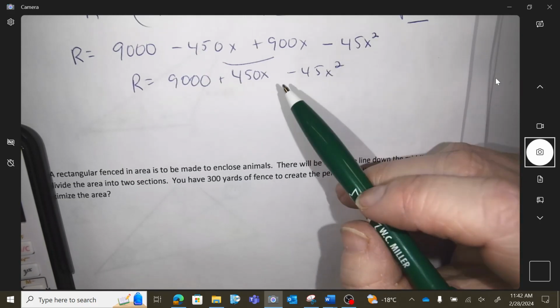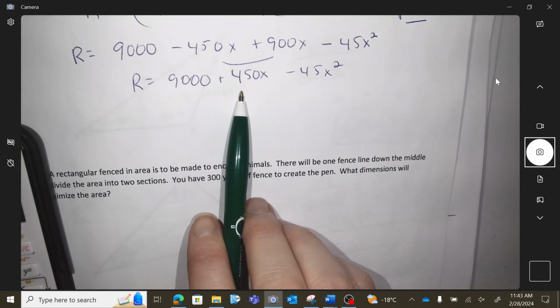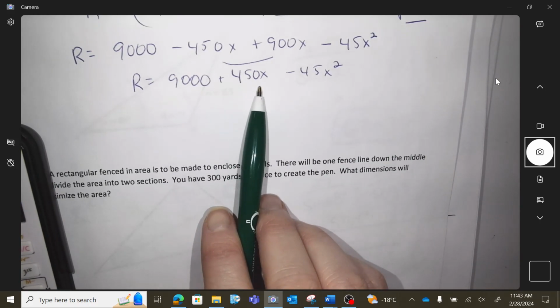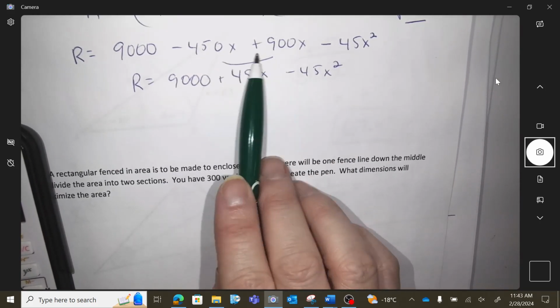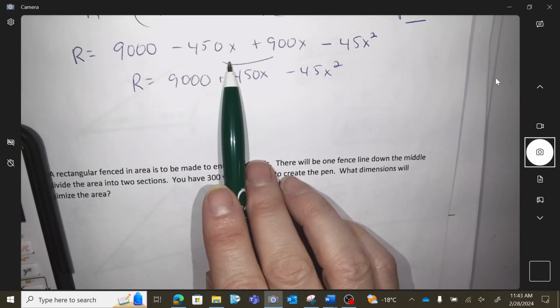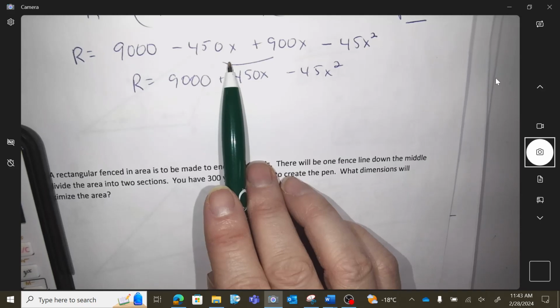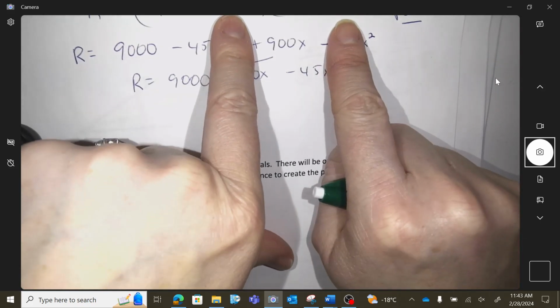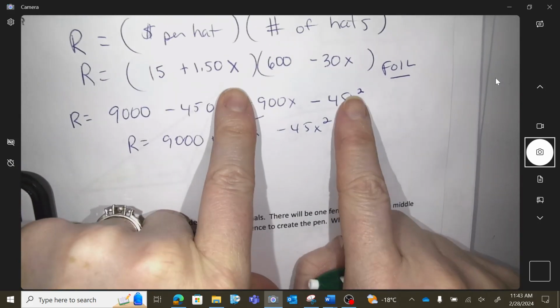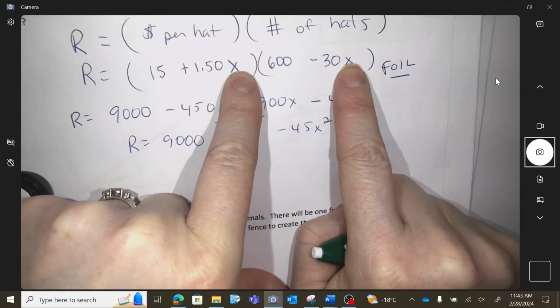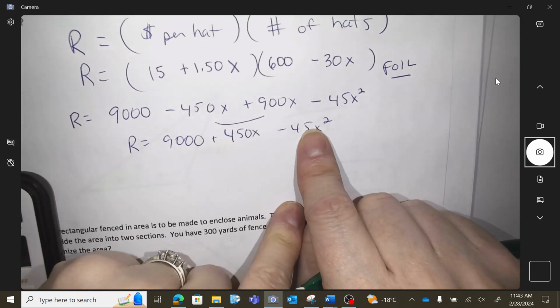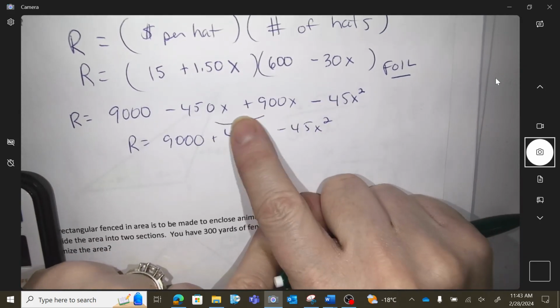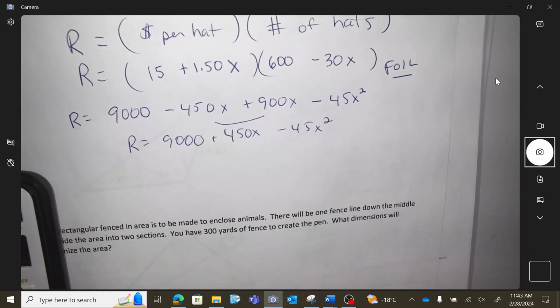The middle one's 450x squared because it's 2x. This would be the same x, so think about adding 5 feet plus 2 feet, 7 feet. Right? Versus this one became an x squared because you're timesing feet by feet, making square footage. Yeah. So does that make more sense?